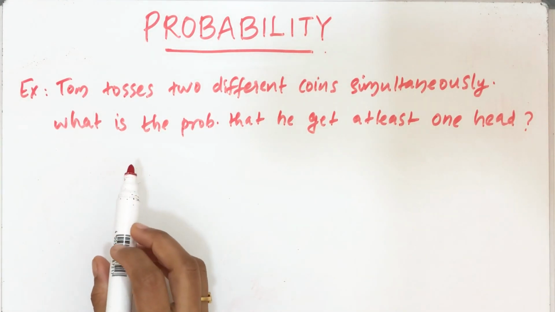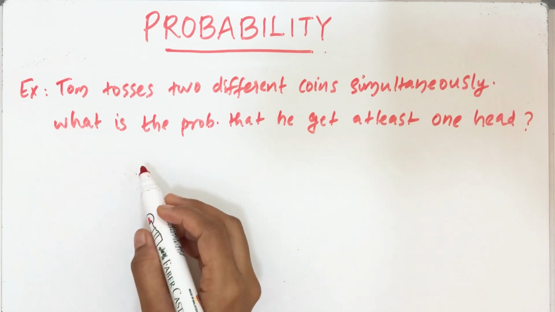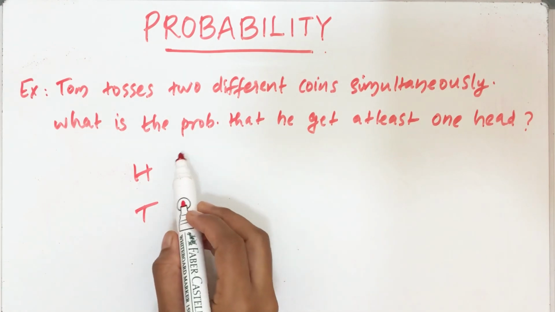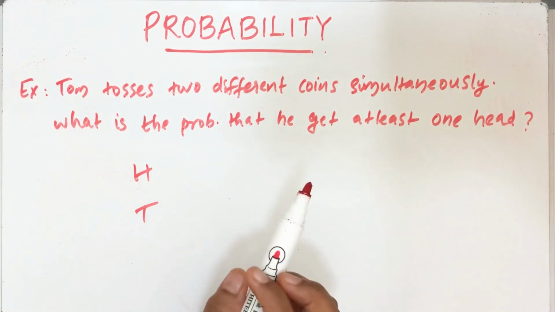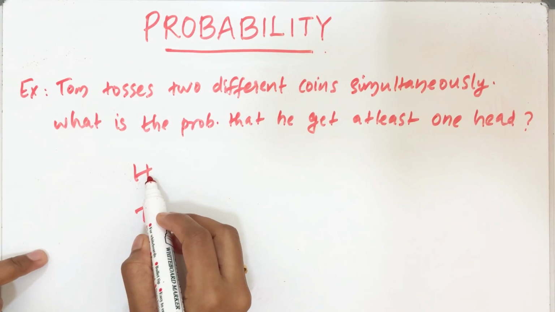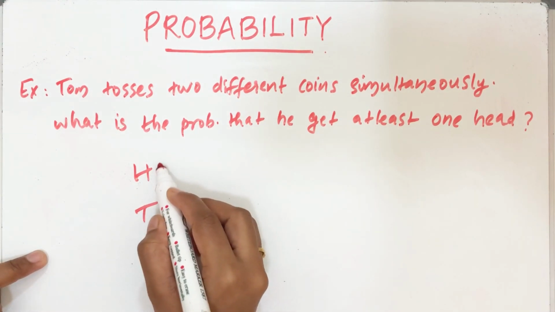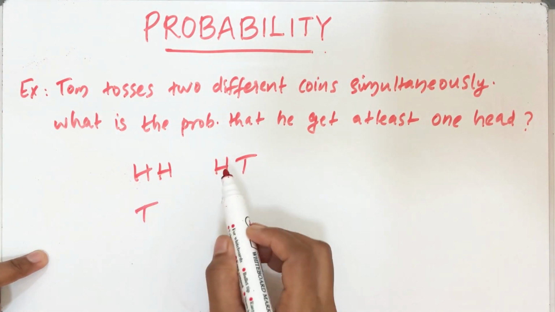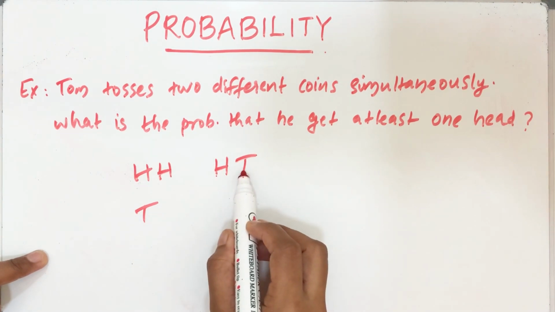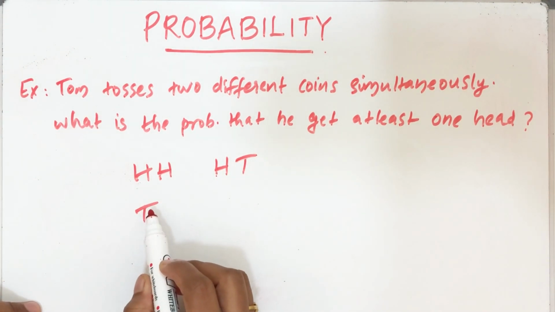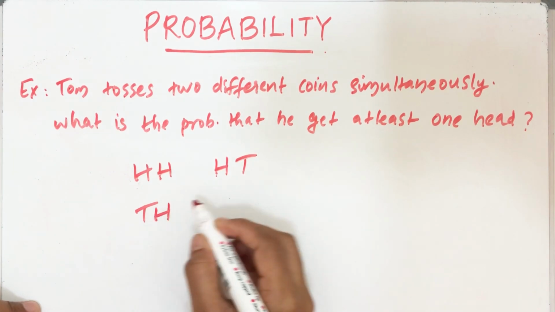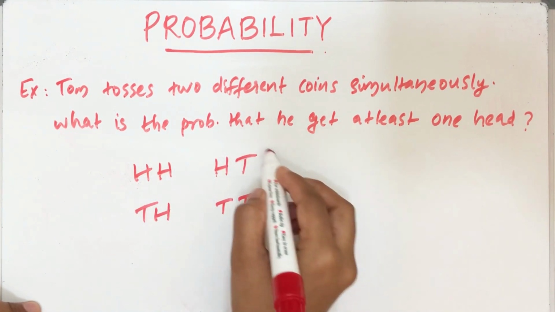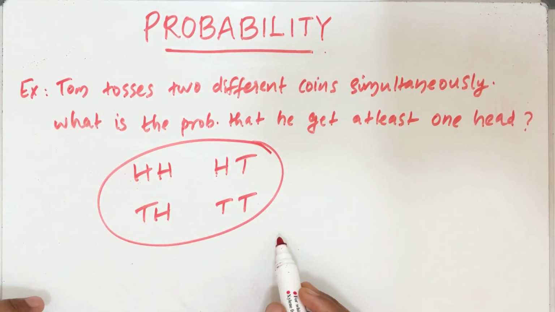Here, two coins are tossed at the same time. In the first coin, there are two possibilities. It may show head or it may show tail. In the second coin also, there are two possibilities, head and tail. See, if the first coin shows head, then the second coin may show head or tail. That is, first coin head, second coin head, and first coin head, second coin tail. Or if the first coin shows tail, the second coin may show head or tail. So here also two possibilities. So there are 4 possibilities. Total outcomes, we can say 4.